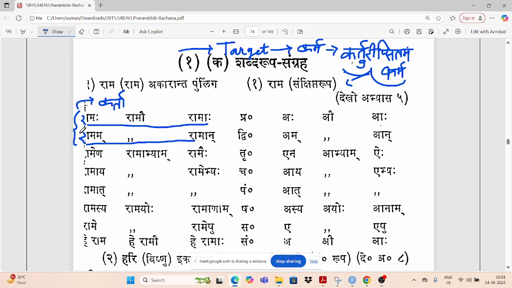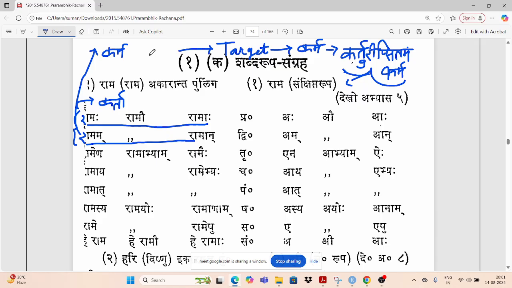And what is this? Ramam. This is karma. So, if I say Prantikah prichhati, there is a kriya. Prichhati is coming from a particular verb root, which means to ask.